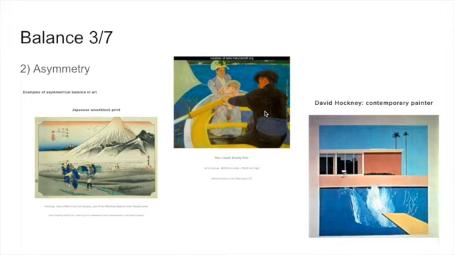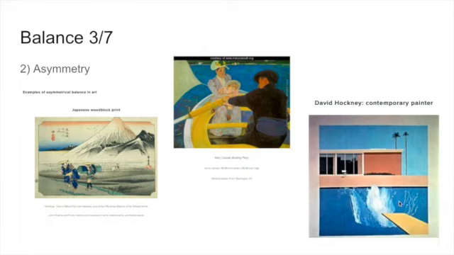Mary Cassatt is a famous female painter, and she actually studied for a semester in Japan. And when she came back, she started painting a lot more asymmetry in her artwork. So she has this big black, dark area right here, but less detail, and then lighter colors, but much more detail on the other side. So that balances it out.